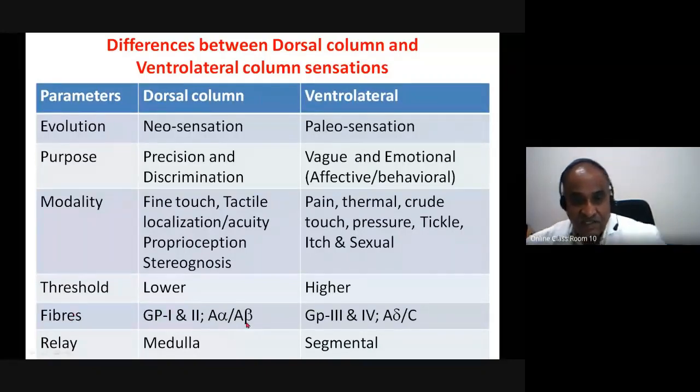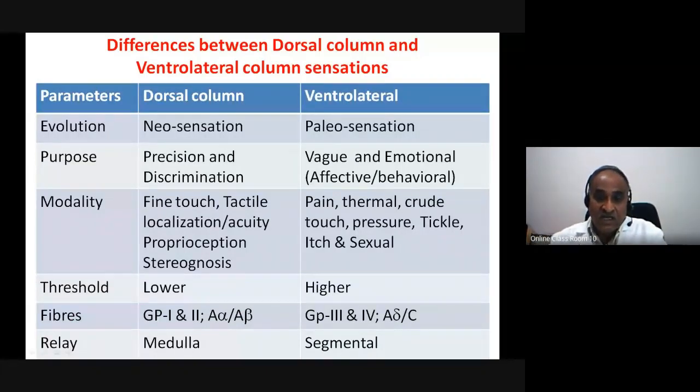Then fibers. The dorsal column sensations involve fast conducting fibers, group 1 and group 2. Whereas ventrolateral column sensations involve group 3 and 4 fibers. So these are slow conducting fibers. They are A delta and C fibers. You can just see that conduction velocity may be about 5 to 10 or 5 to 20 meters per second, something like that with A delta fibers, and C fibers is least, maybe less than 3 meters per second.